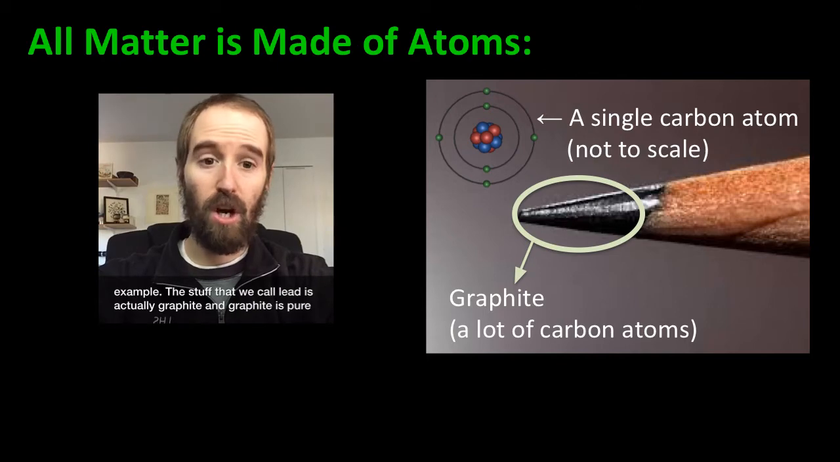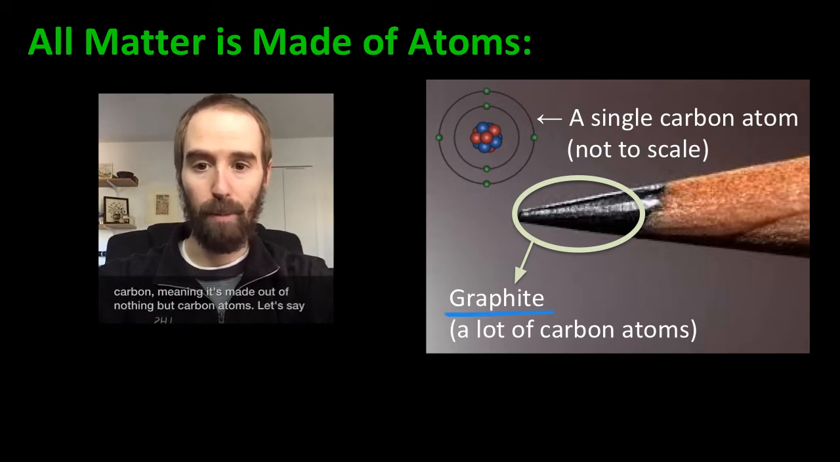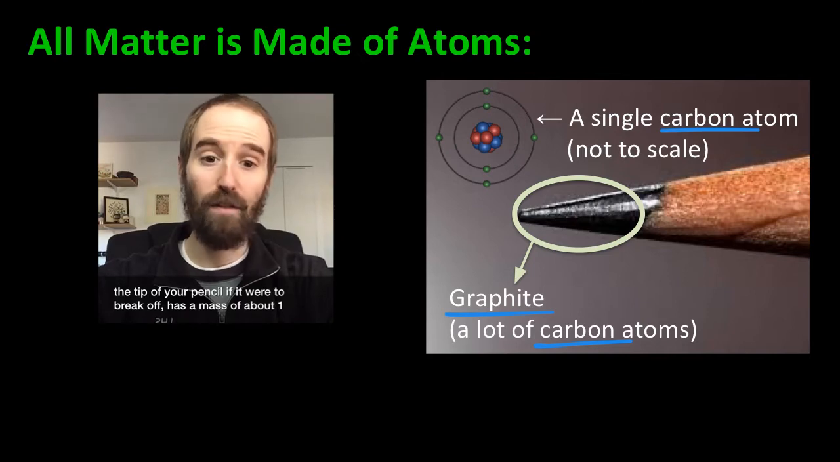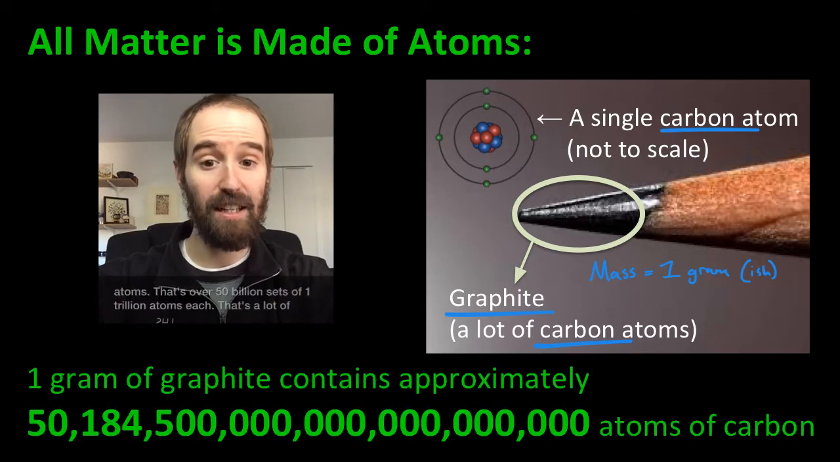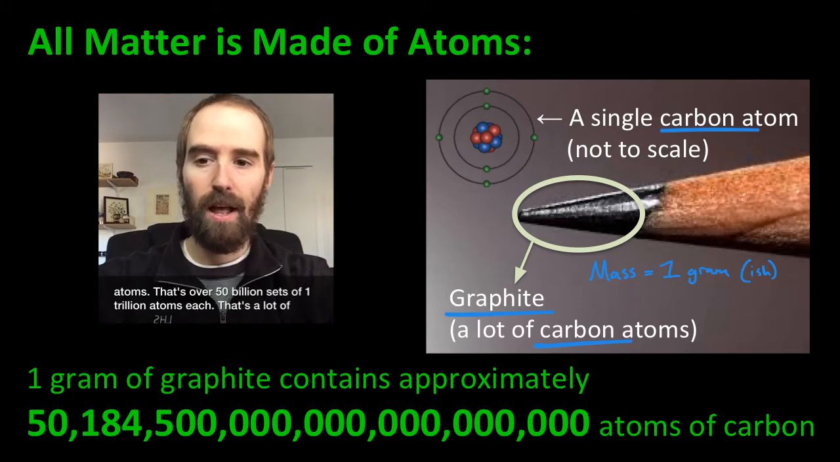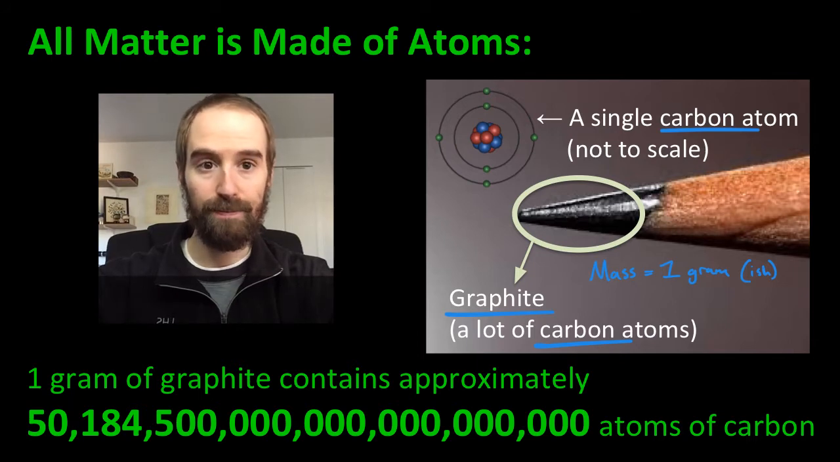The stuff that we call lead is actually graphite, and graphite is pure carbon, meaning it's made out of nothing but carbon atoms. Let's say this tip of your pencil, if it were to break off, has a mass of about 1 gram all on its own. That 1 gram of graphite contains over 50 sextillion atoms. That's over 50 billion sets of 1 trillion atoms each. That's a lot of atoms, and remember, that's only the tip of your pencil.